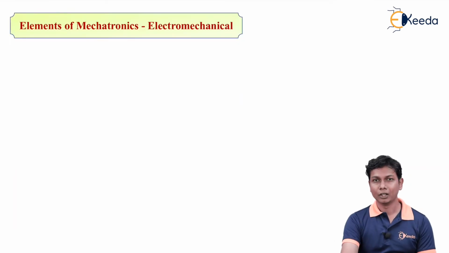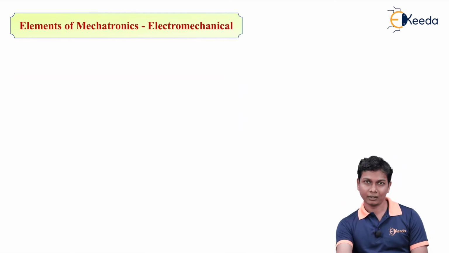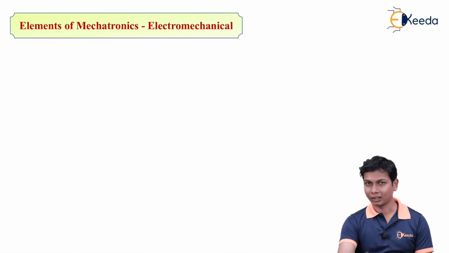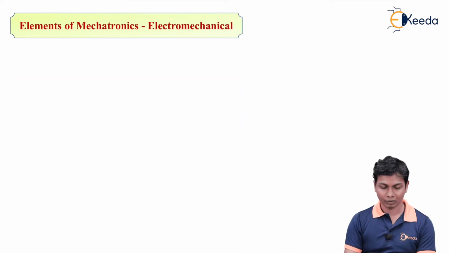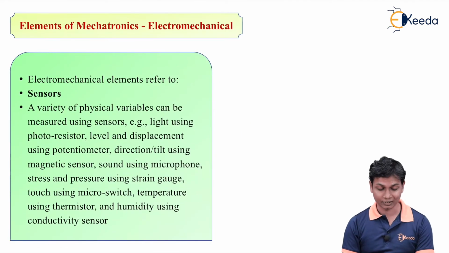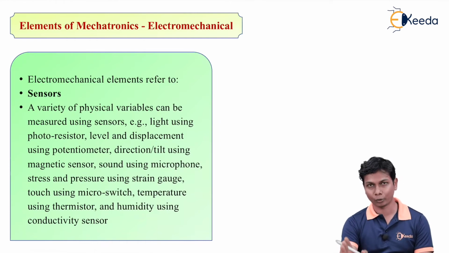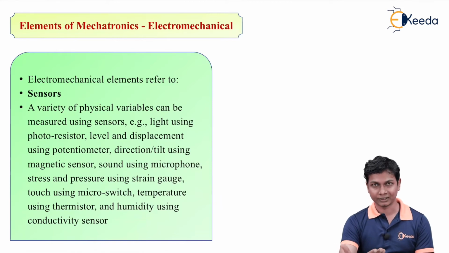Now we will see elaborately all the parts of mechanical systems of mechatronics. Now mechanical and electromechanical are another part, as you know, in the mechatronic systems, where it refers to the sensors. So the sensors and actuators are included in the electromechanical part. Now we will see the details of the sensors. So what are the various sensors?